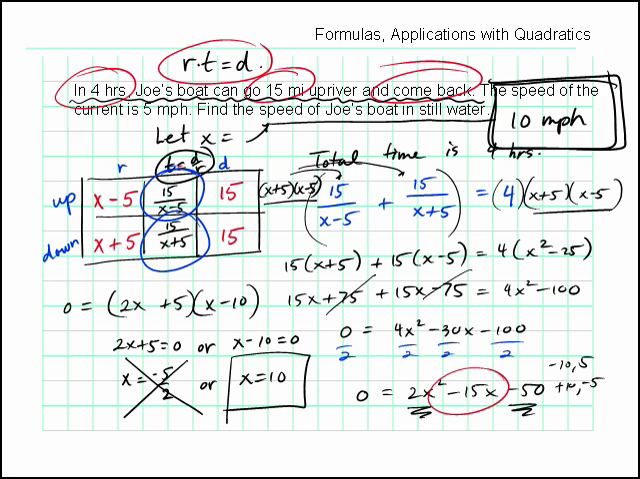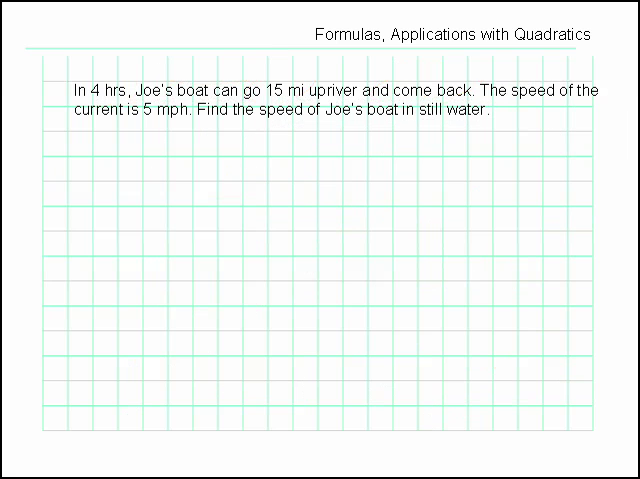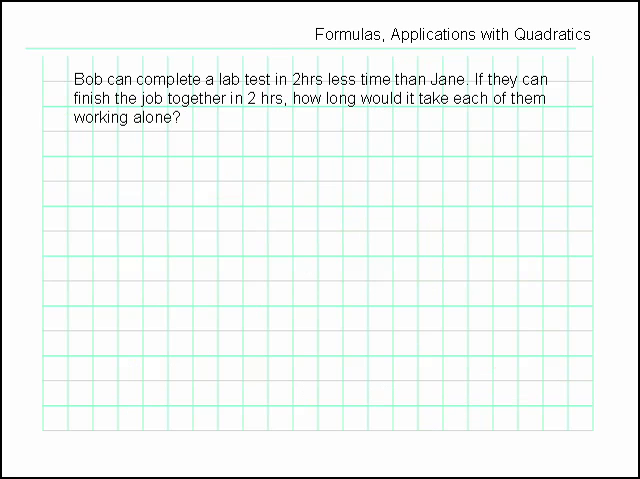Okay. Moving on, next one. Bob can complete a lab test in 2 hours less time than Jane. If they can finish the job together in 2 hours, how long would it take each of them working alone? This is an example of a work problem. We saw some of these in a previous chapter.